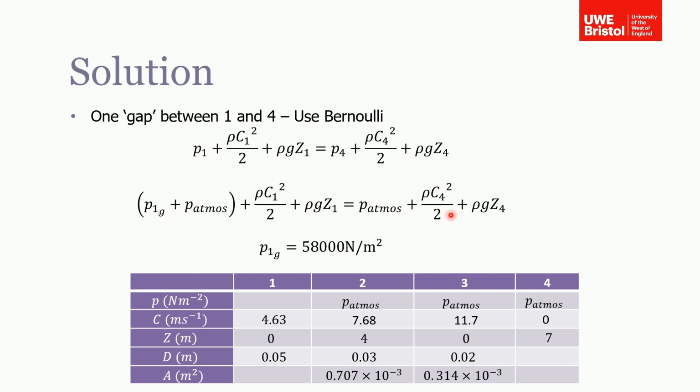Then looking at this, we can start cancelling some terms out. Those two atmospheric pressures cancel each other out. We know that Z1 is equal to 0, so that term will disappear. We also know that the velocity in pipe 4 is equal to 0, so that term will disappear. So now we've got everything we need. We know what the velocity is in pipe 1, we know what Z is in pipe 4, and we're trying to find the gauge pressure. If you rearrange this, you should end up with an answer of 58,000 newtons per square meter.